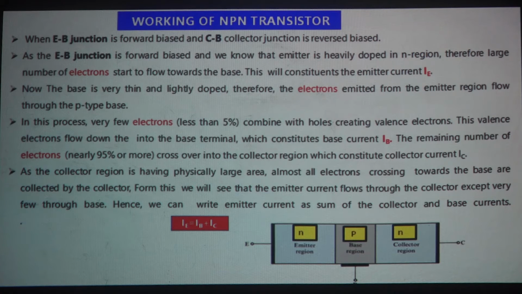Now, as we know that the base is very thin and lightly doped, the electrons which are emitted from the emitter region flow through the p-type base. Now base is a p-type. In this process, very few electrons, nearly about 5%, recombine with the holes, creating the valence electron, and this valence electron flows down into the base terminal, which constitutes the base current IB.